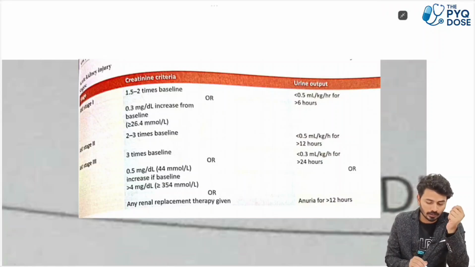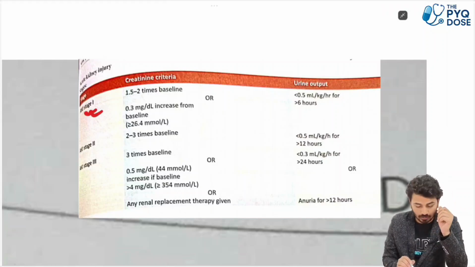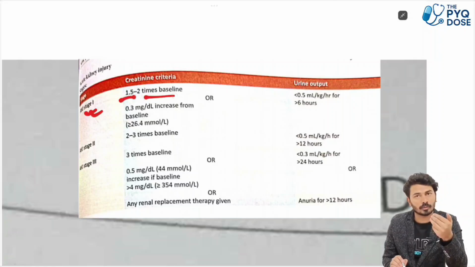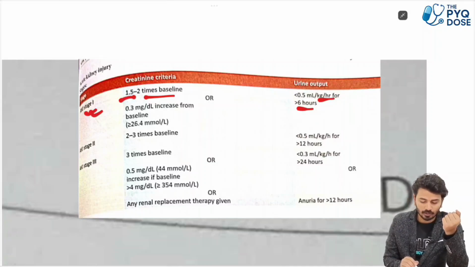So acute kidney injury stage 1, that is, creatinine criteria will be 1.5 to 2 times the baseline. So normal से, that is 1.3 जो normal range लेते हैं, 1.4 is the upper limit, ठीक है, 1.3 is the normal range, उससे 1.5 to 2 times more, and urine output is less than 0.5 ml per kg per hour for greater than 6 hours. 0.3 mg per dl increase from the baseline or greater than 26.4 micromole per liter.